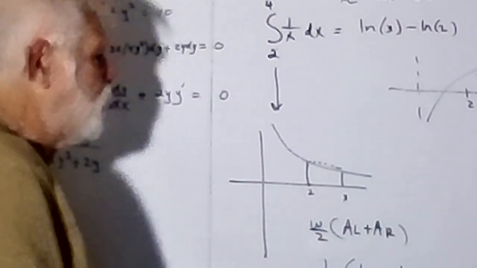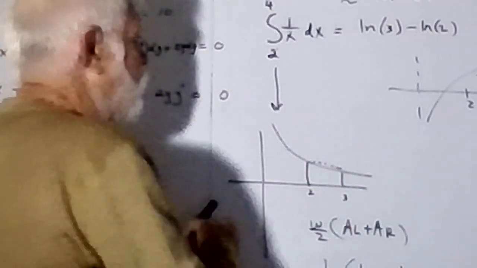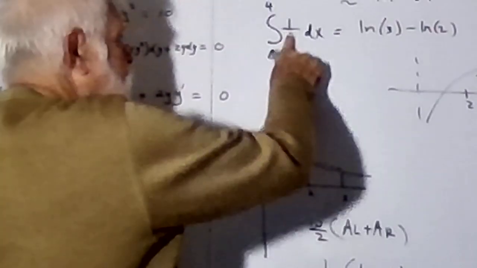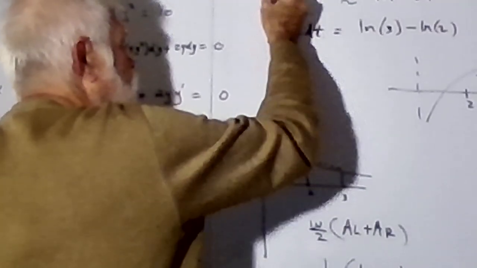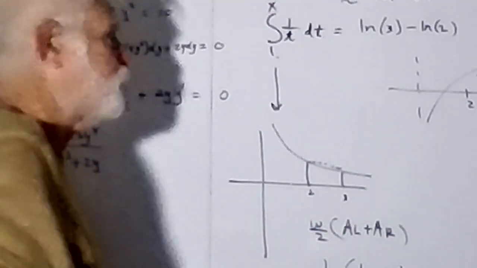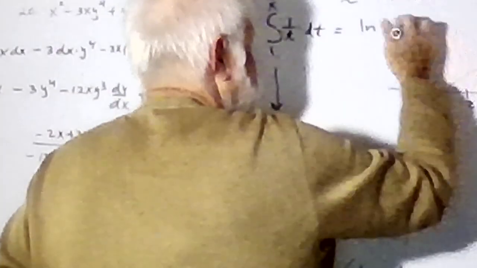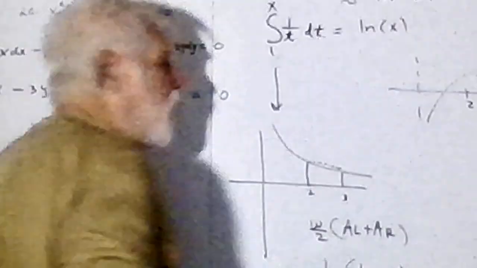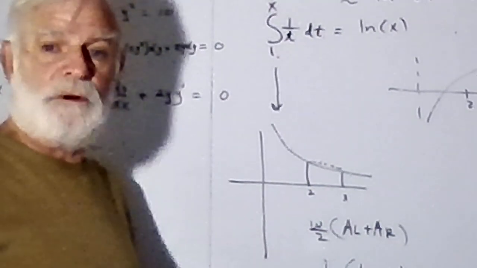So the area accumulation here produces a function, produces the ln function. So the integral of 1 over t dt from 1 to x is another way of writing the ln function. And we'll be developing that further as we go along.